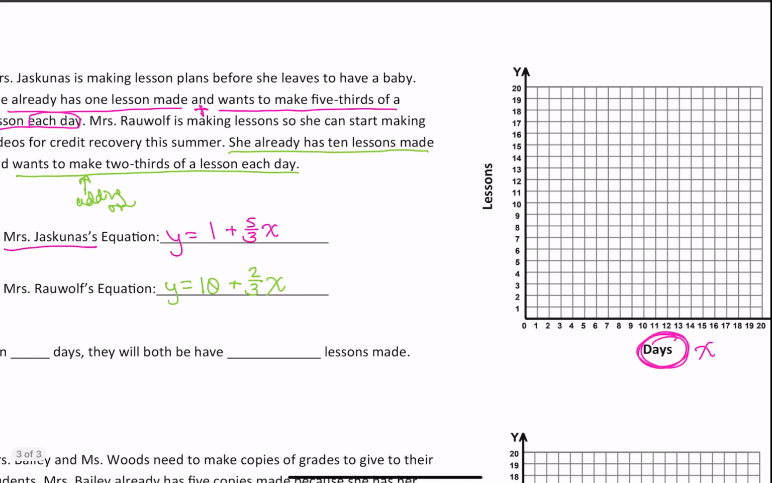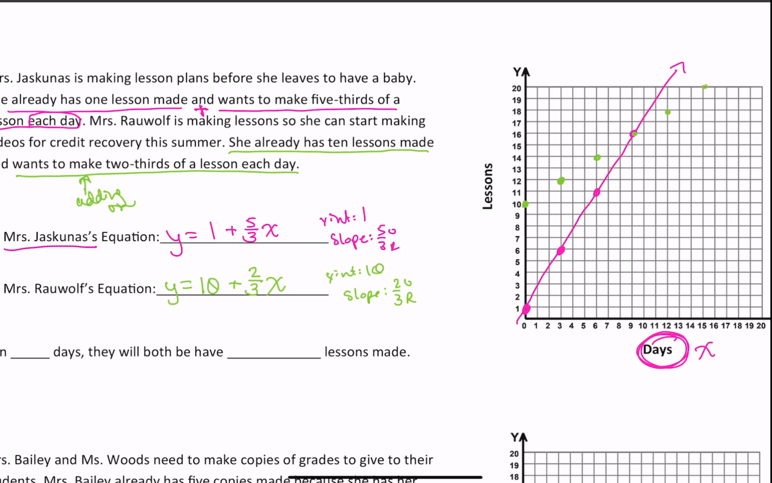So let's graph this. So my y-intercept for Miss J is 1. My slope is 5/3, which means I go up 5, right 3. So starting at 1, I go up 5, right 3, and I repeat that until I can't repeat that anymore. And there goes my line. Now Miss Rawolf, her y-intercept is 10. Her slope is 2/3. And that slope tells us to go up and right. So I start at 10, go up 2, right 3, and I repeat that until I can't anymore.